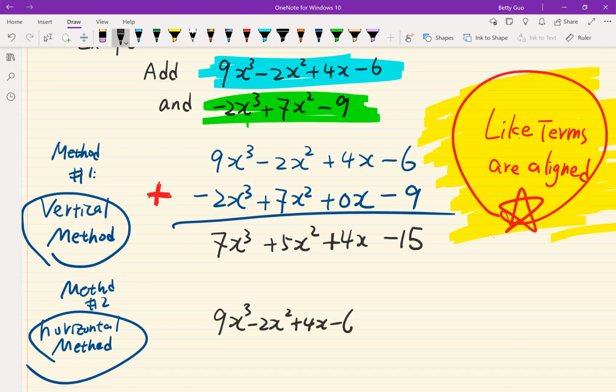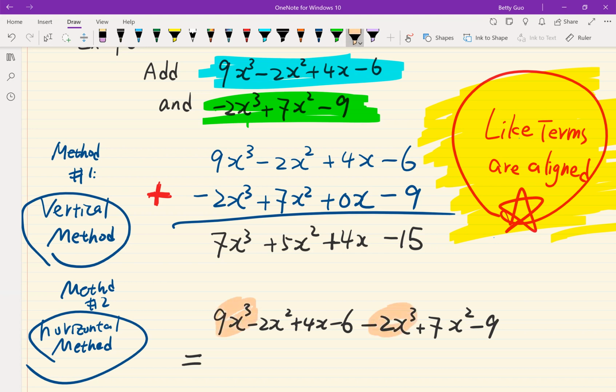With the horizontal method, you do not have to worry about standard form or aligning like terms. You don't have to worry about that. I copy the blue polynomial, and then I copy the green polynomial because you are adding them up, right? So I put them together. The blue has 4 terms, the green has 3 terms. We put them all together. Horizontally, we add them up. Very easy.